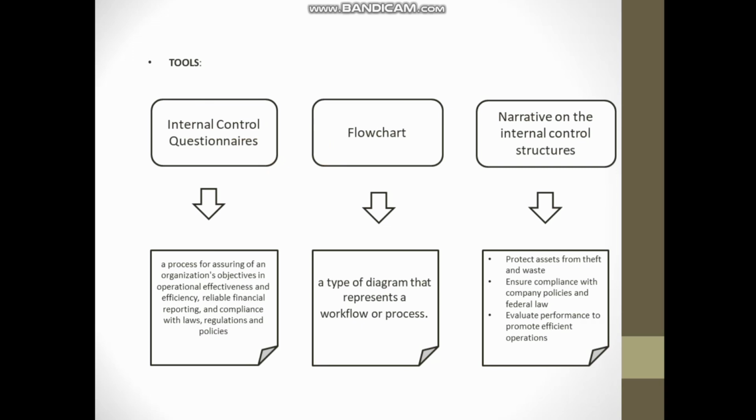There are 3 tools in this preliminary assessment: firstly, we have internal control questionnaires, flowchart, and narrative on the internal control structures. First, internal control questionnaires is a process for measuring an organization's objective in operational effectiveness and efficiency, reliable financial reporting, and compliance with laws, regulations, and policies. Next, we have flowchart. Flowchart is a type of diagram that represents a workflow or process.